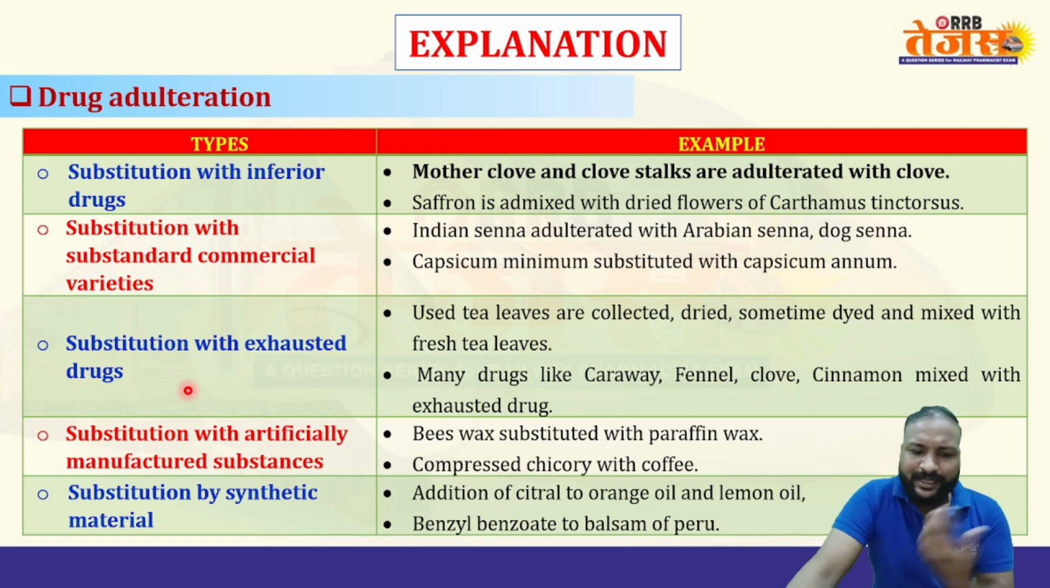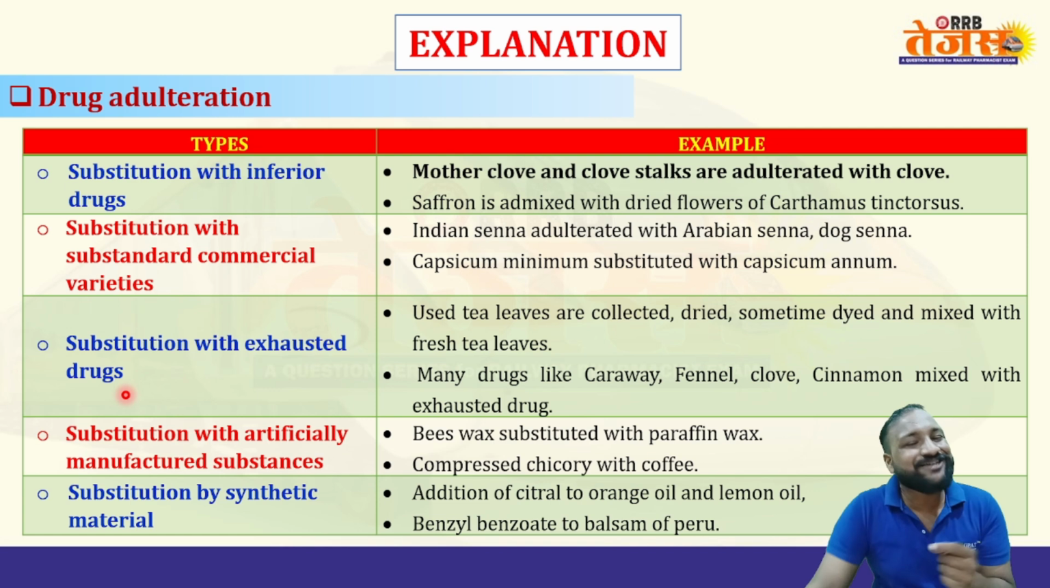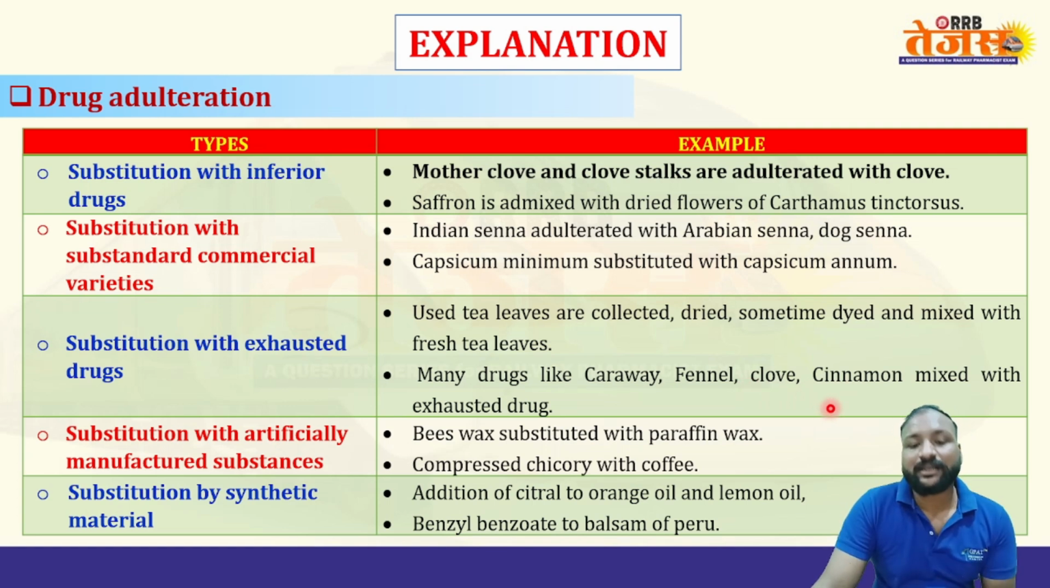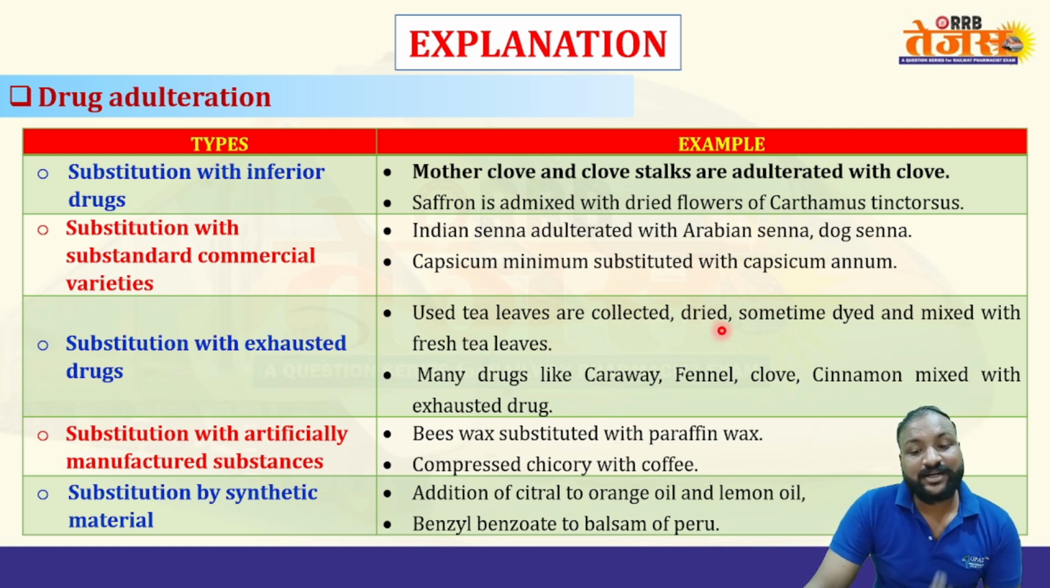Best examples are like clove or maybe rose petals. For this type of adulteration, the best examples are volatile oil containing drugs. So fennel, clove, cinnamon, caraway, because all these are volatile oil containing drugs. Okay. Yes. And also tea leaves are collected and dried. Sometimes they are dyed and mixed with the fresh tea leaves. Okay, so that is also an example.